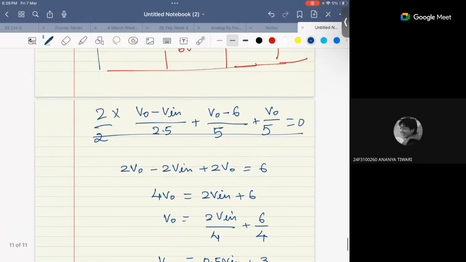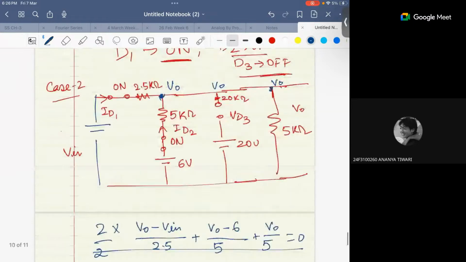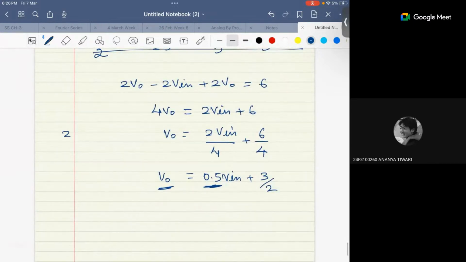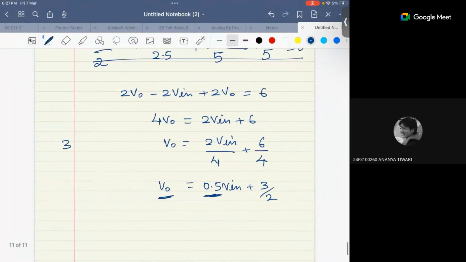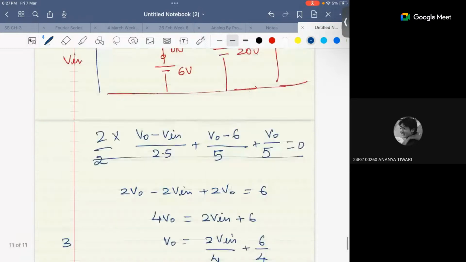Now we'll see from 3 volt till which voltage the assumption that we made, that D1 is on, D2 is on, and D3 is off, will follow. Because this is all dependent on the V input, right? So we have to check all the conditions. The second condition that we have made is D1 on, D2 on, and D3 off. We'll have to see till which voltage this will follow our case 2.